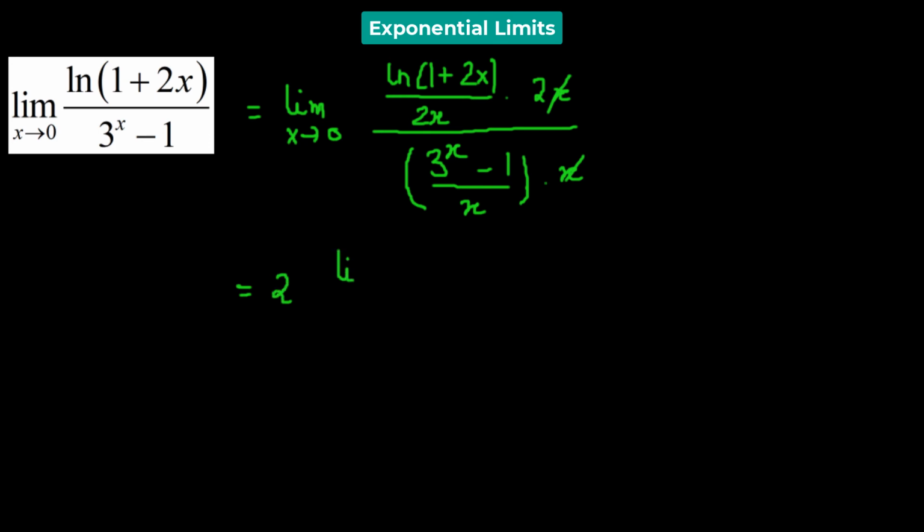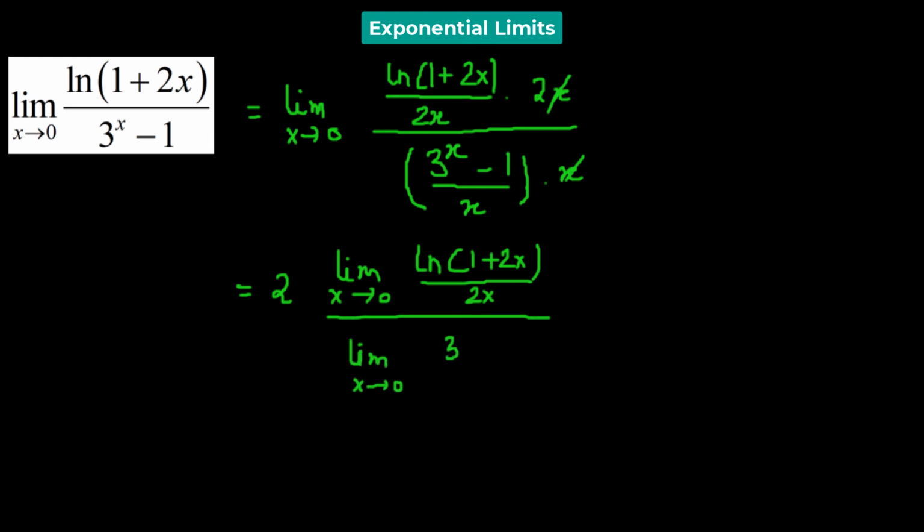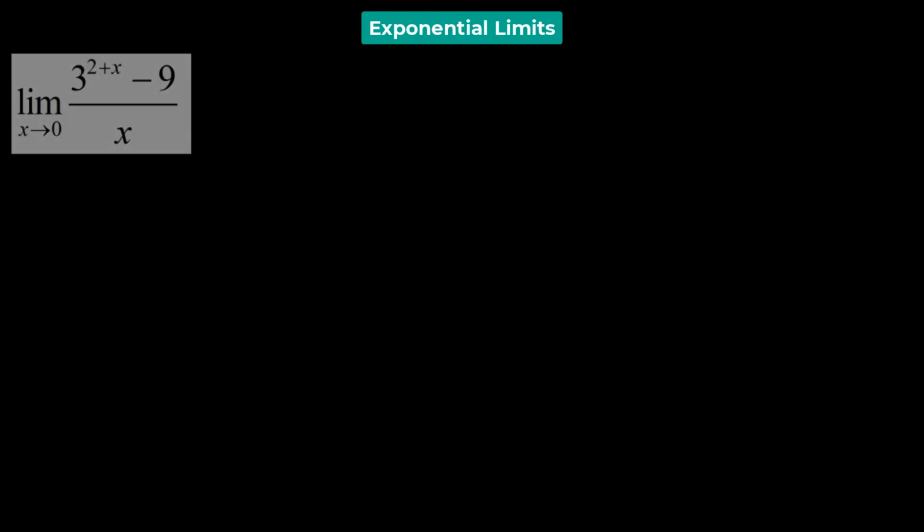leaving us with 2 times the limit as x approaches 0 of natural log of 1 plus 2x divided by 2x, whole divided by the limit as x approaches 0 of 3 raised to the power of x minus 1 divided by x. So we have 2 times 1 in the numerator divided by natural log of 3 in the denominator. So the limiting value of the given function is 2 over natural log of 3 when x approaches 0. Let's do another problem. So here we have 3 raised to the power of 2 plus x minus 9, divided by x.